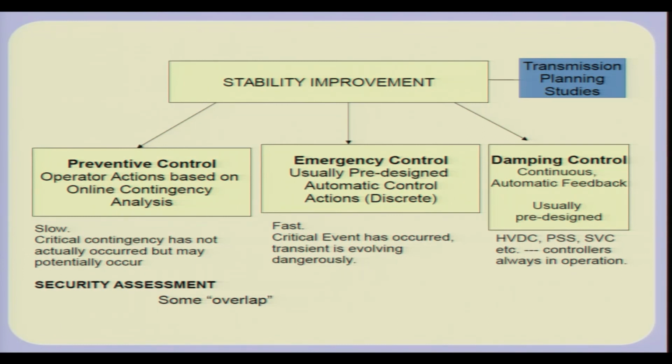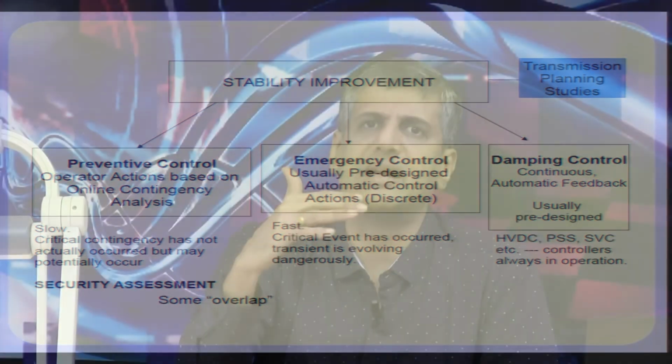If you want to improve stability, of course, there are several ways of doing it. One of the ways, of course, is during transmission planning itself, you may actually design transmission systems to be strong. That is, they have got good restorative ability as far as keeping machines in synchronism are concerned, under a set of probable discontinuities which may occur.